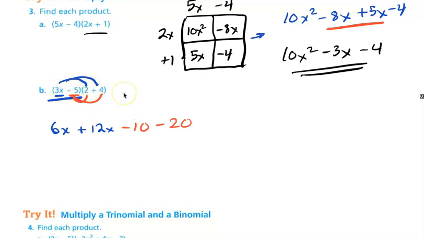And then all you do here is add up like terms. So in this case, I add these two up, so I get 18x. And I can add these two up. Much like here, they're both positive, so add them up. They're both negative, so add them up. So I get negative 30.